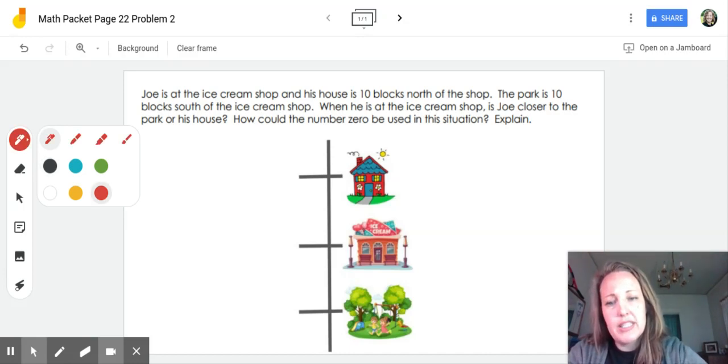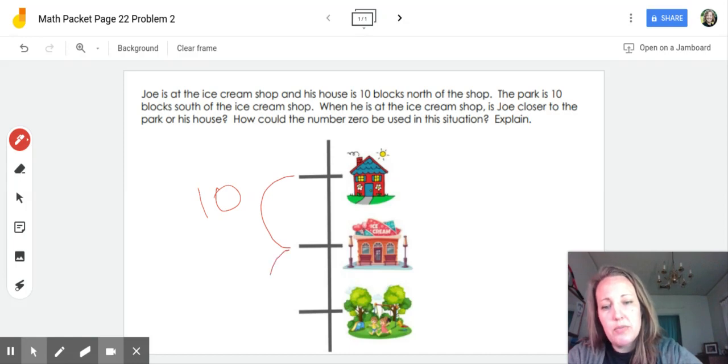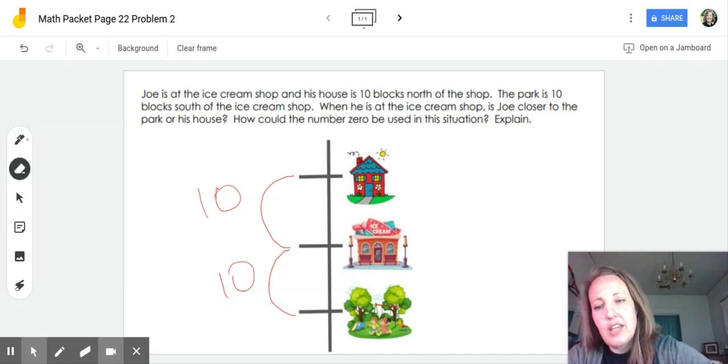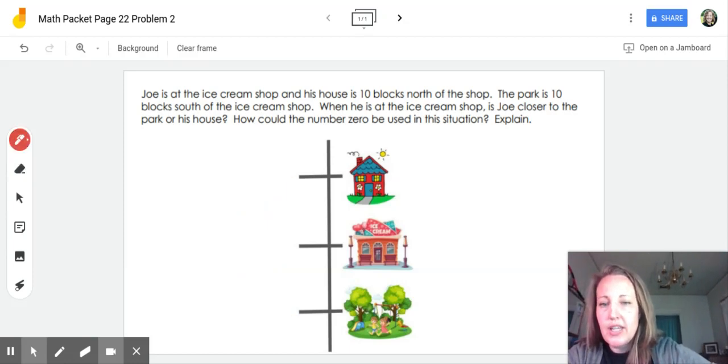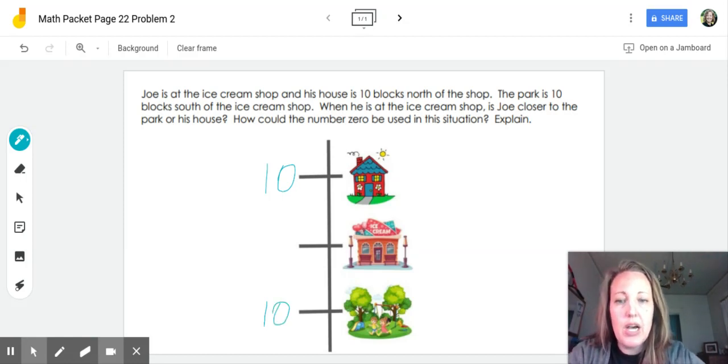So I am looking here to figure out how far my friend Joe is from the ice cream parlor when he's at his house. From here to here is 10 blocks, right? And likewise, from here to here is also 10 blocks. What if we called this line where Joe's house is located 10? And we call this 10 units, 10 blocks, right?